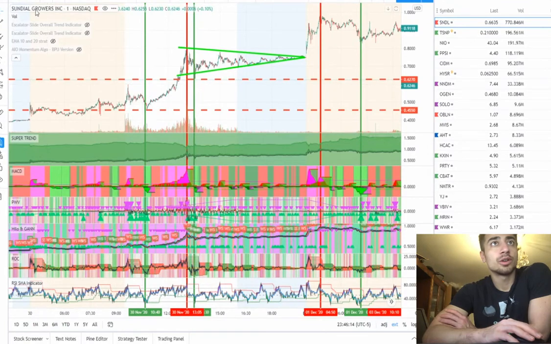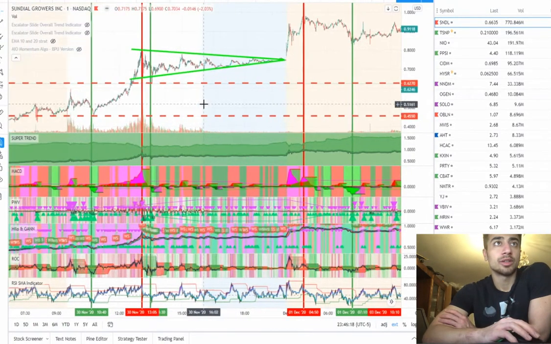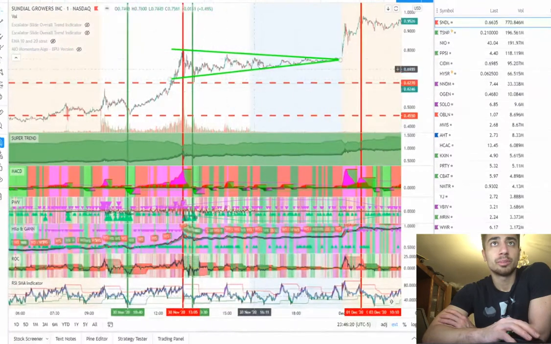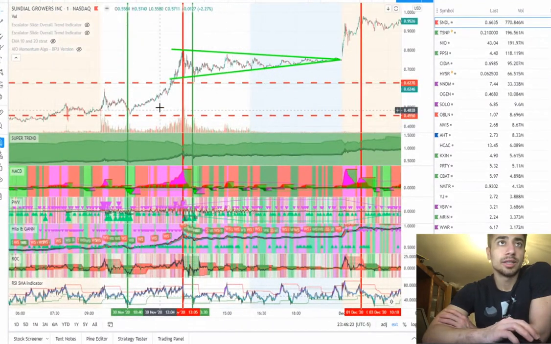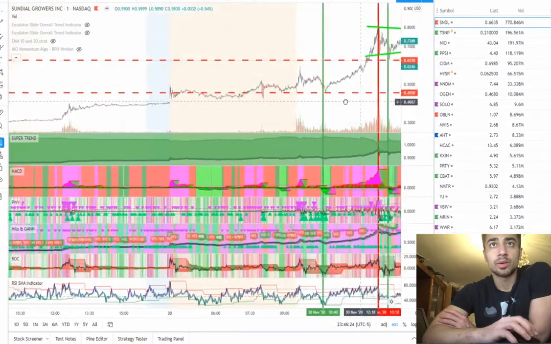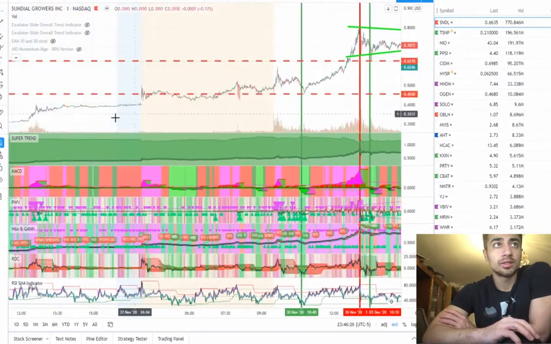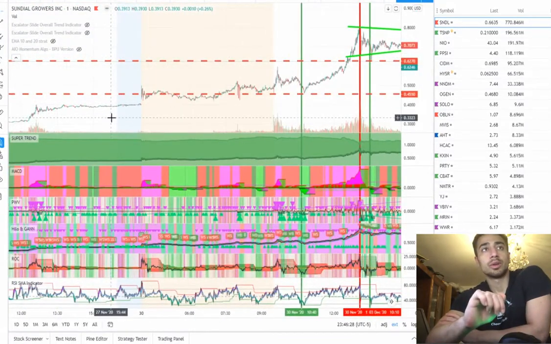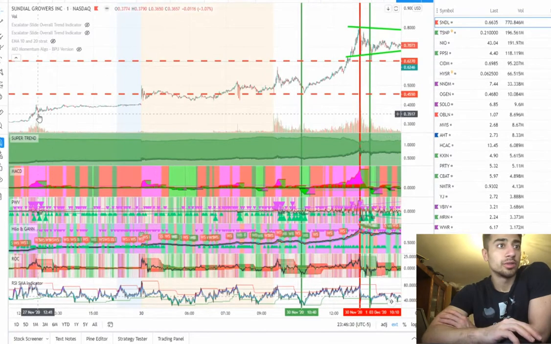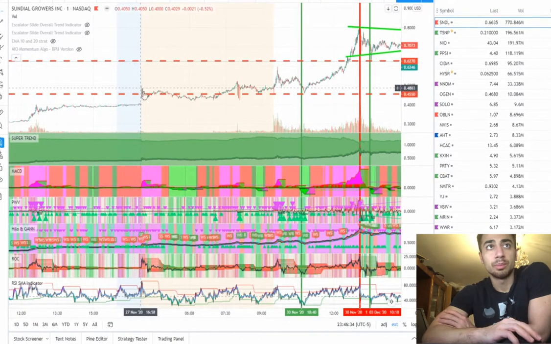So, Sundial Growers. I've already marked off where I think are good buy and sell points. I've shown here there's a pennant, and yeah, so let's get with it. Basically, it's a runner. It's a multi-day runner. Over here is November 27th. It had a really nice rise, and support is just barely falling, if not falling at all.